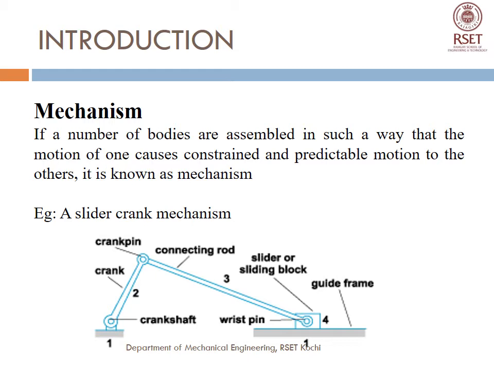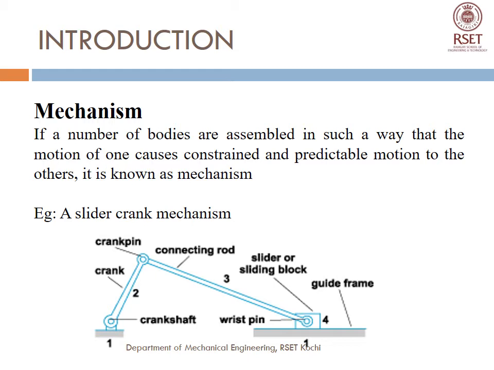Now the definition of a mechanism: it is a number of bodies, or we can say a number of links or members, which are assembled, or connected, in such a way that the motion of one causes constrained and predictable motion to the others. Then it is known as a mechanism. Constrained means that when two links are connected, we are arresting the motion of that link in some of the directions. That is called constrained motion. When two links are connected, it cannot move in some direction, or it cannot rotate about a particular axis. That is what is called constrained motion.